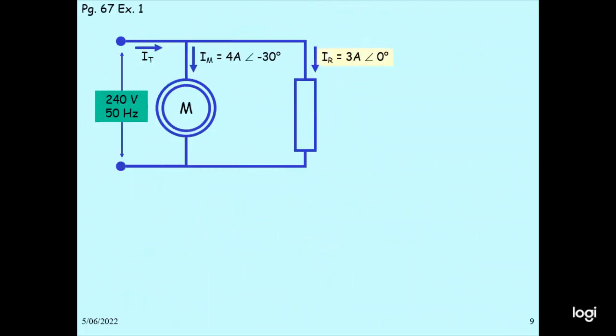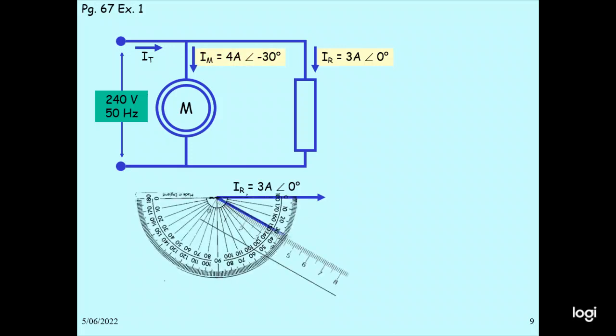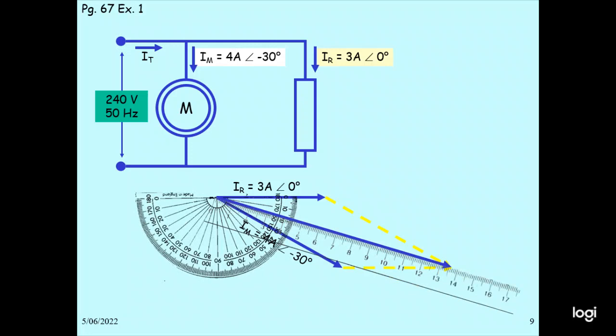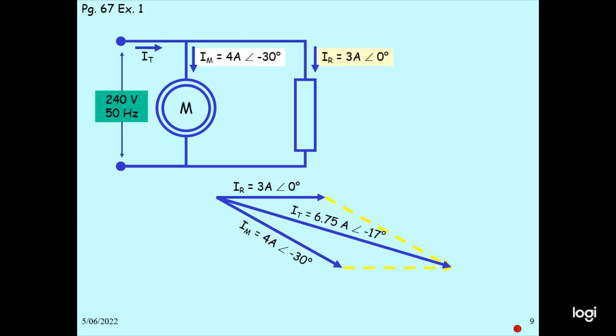I1 is 4 amperes at minus 30 degrees. I2 is 3 amperes at 0 degrees. So that will be the 3 amperes at 0 degrees on this line, and 4 amperes at minus 30 here. Then you draw the parallelogram. So this will be the diagonal. This is for the resultant magnitude. So this is 6.75 amperes at minus 70 degrees.